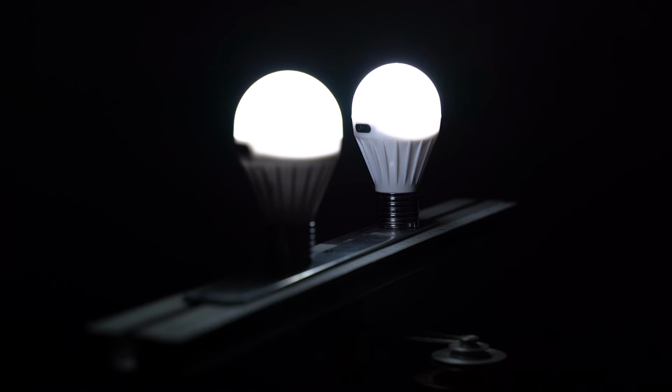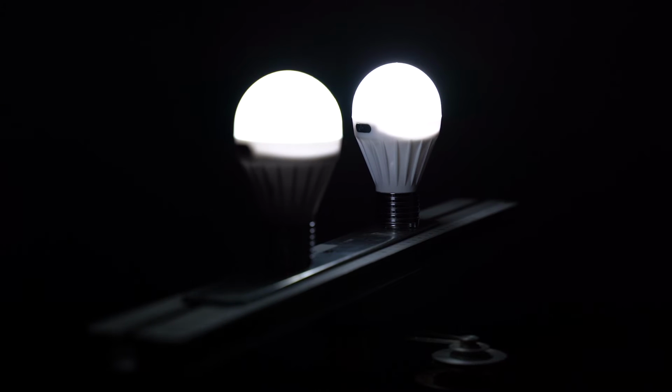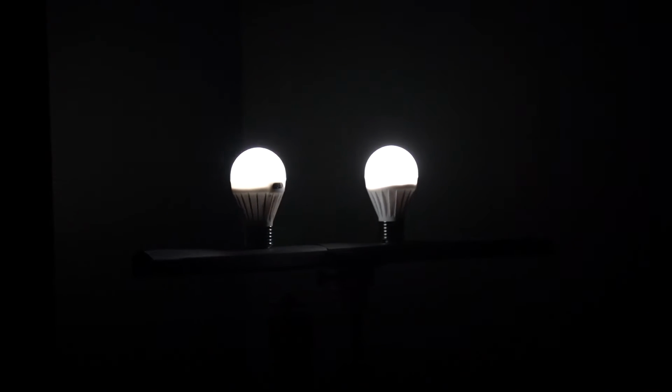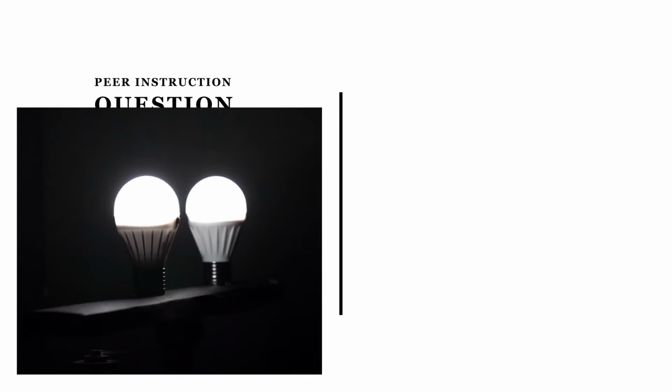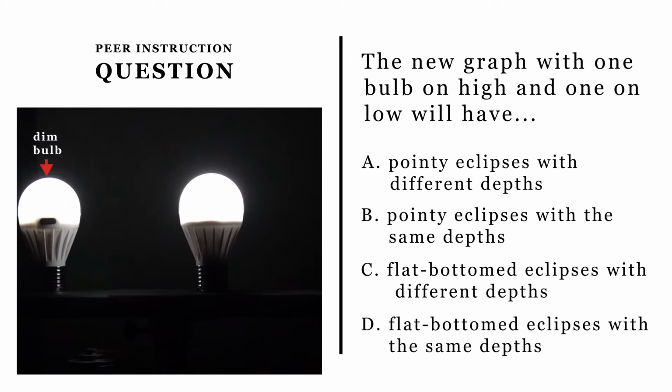Let's now repeat this experiment with one of the bulbs at its lower luminosity setting, representing a star with a cooler surface temperature. We start the bulbs revolving. Let's see if you can predict what the graph of light intensity versus time will look like.